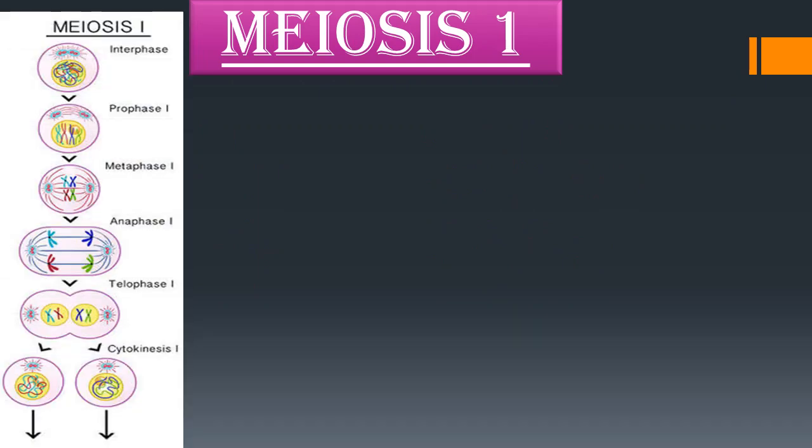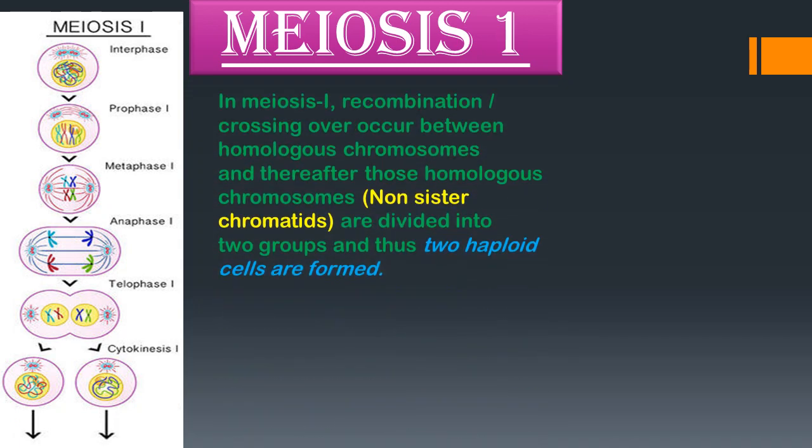So students, these are the different stages of meiosis 1. In meiosis 1, recombination or crossing over occurs between the homologous chromosomes, and thereafter those homologous chromosomes are divided into two groups and thus two haploid cells are formed during meiosis 1.